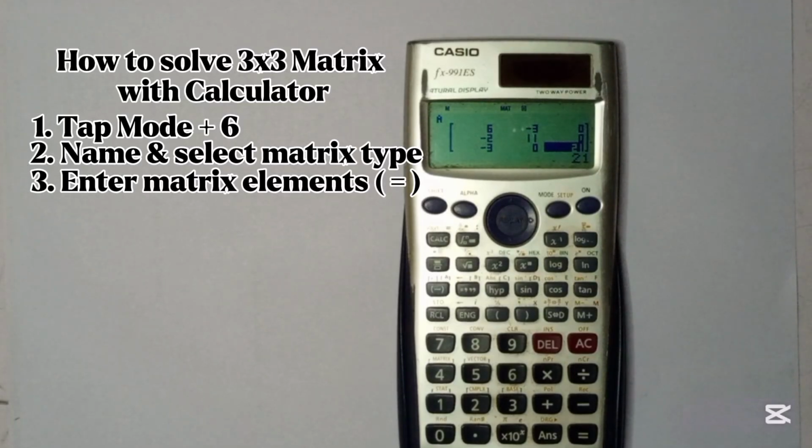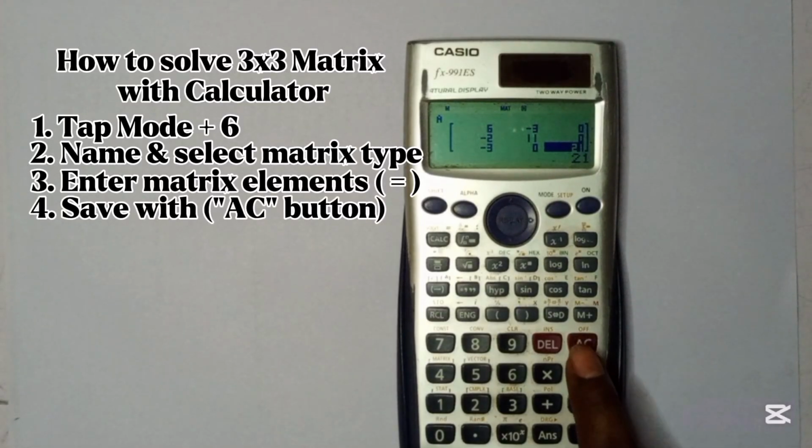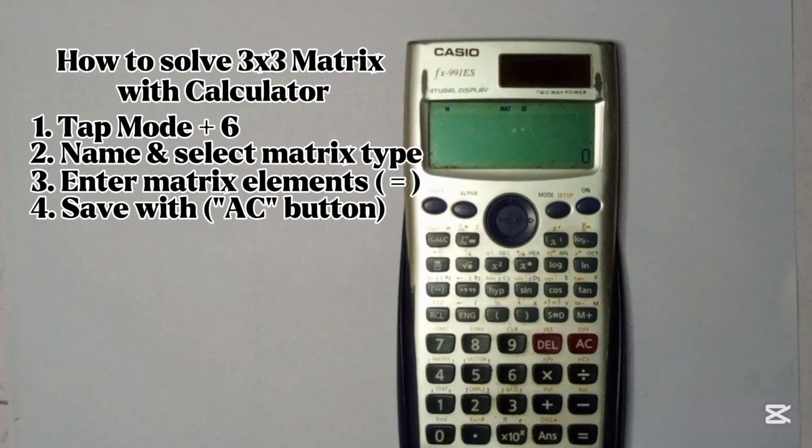Now to save it, you press the AC button. To save, you press the AC button, to store that value to matrix A. Now if I want to perform any function on matrix A, I can do that by recalling that matrix.